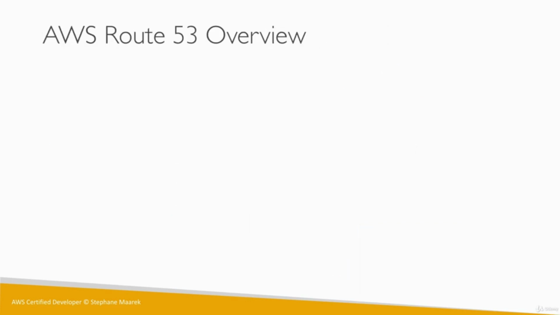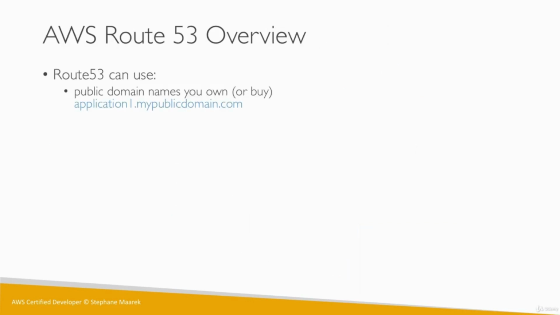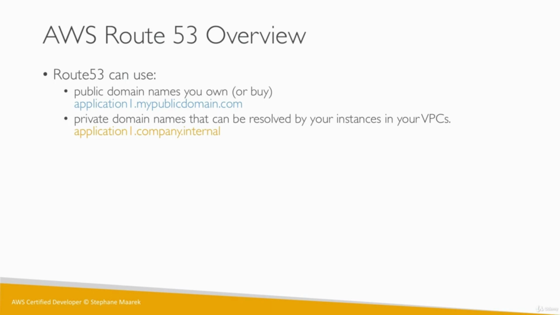So overall, Route 53 can use public domains, so you have to own them or buy them, and we'll see this in the next lecture, or private domains, and you can just create whatever domain you want, and these private domains will only be resolvable within your VPC, so within your instances. Whereas public domains, as the name indicates, they're public, so anyone can resolve them, such as google.com.